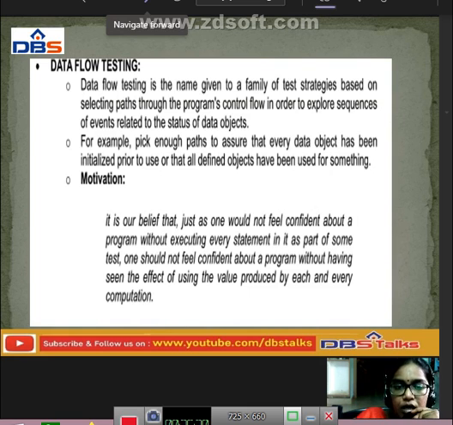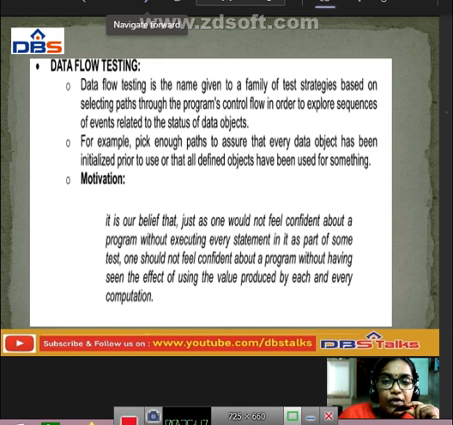Now let us see how we are going to perform some data flow testing. As the name says, data flow testing means we are going to perform the testing on some particular flow of data. Whenever you test a particular flow of data, you have to perform the test accordingly.